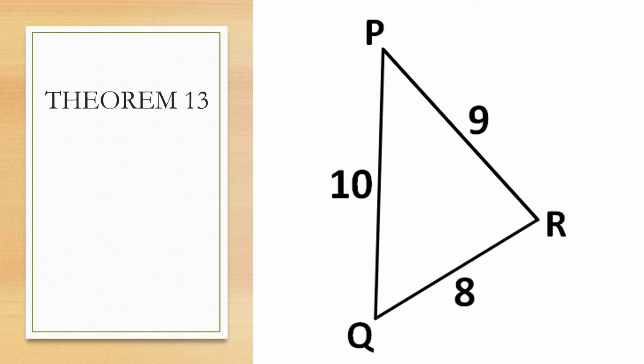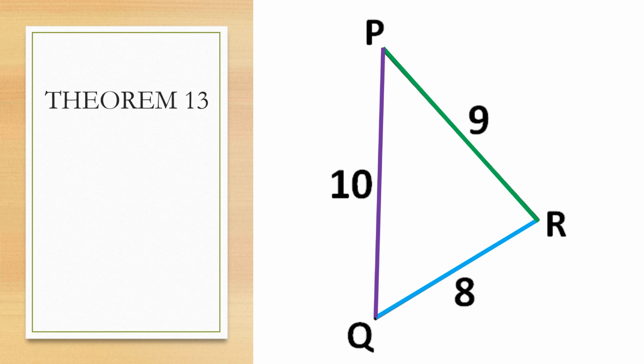So take a look at this triangle. You could call this triangle PQR or triangle RQP or whatever, as long as you go in a certain order. But let's focus right now on the lengths of the sides that have been given. QR has been given a length of 8, PR has been given a length of 9, and QP has been given a length of 10.